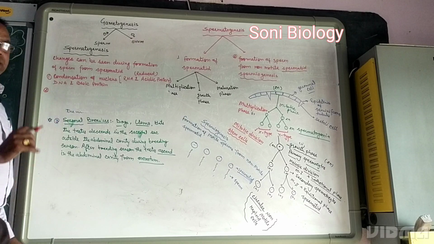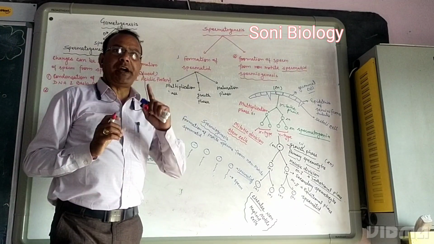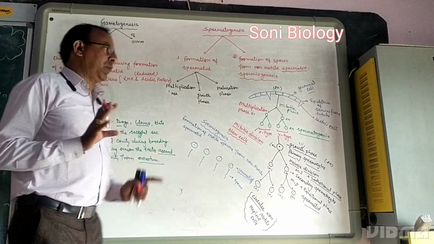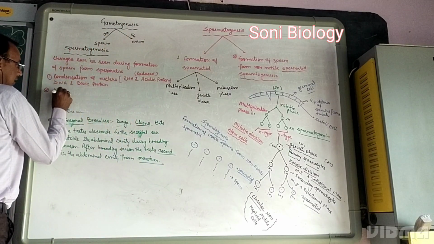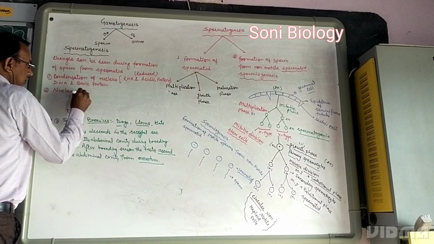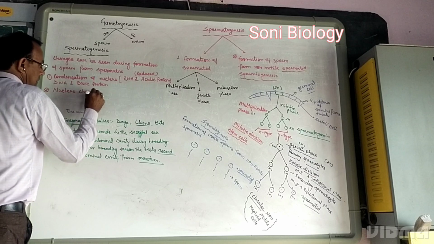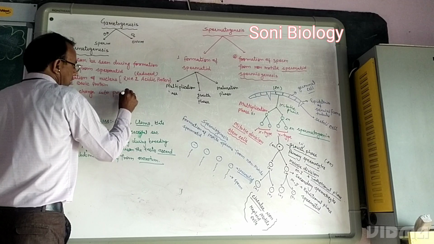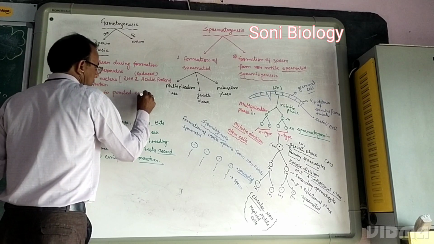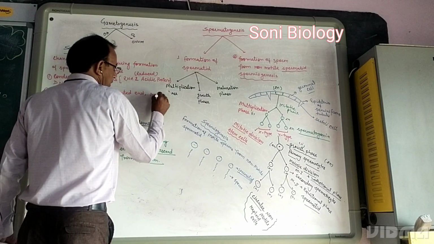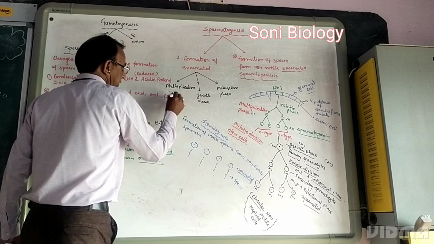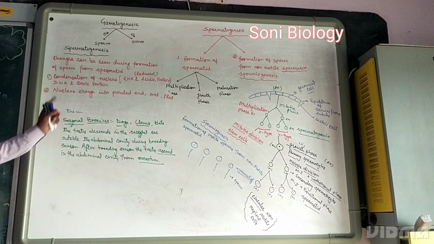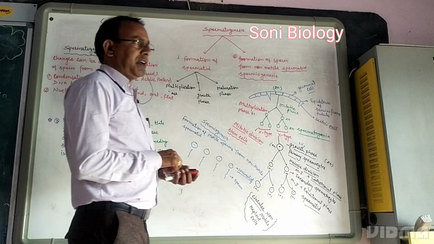The second change is that the nucleus changes into a pointed end, oval shape or flat shape. This is the second change that occurs during the formation of sperm from spermatid.